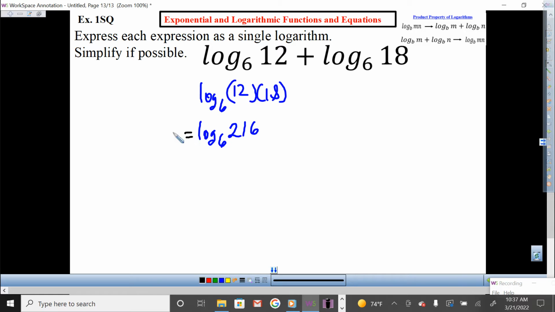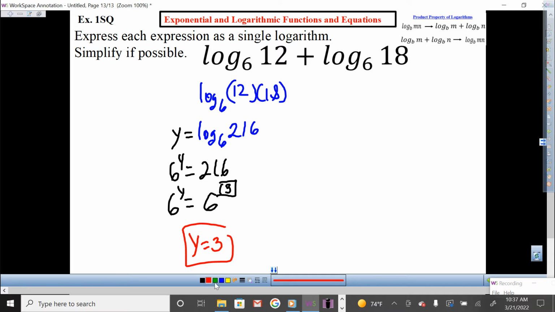Set it equal to y, yes, thank you. And then you said 6 to the y equals 216. That is correct. Then we got 6 to the y equals 6 to the something. What is that exponent, Fatima? To the third. So y equals 3. And let's find out. 216 divided by 6. 6 times 36 is 216, and 36 divided by 6 is 6, so there's 3 of them, and that's how we get that.